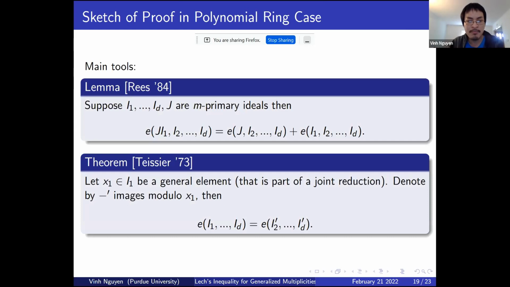So the first is a lemma by Rees, which says that if we have many ideals and an extra ideal J, then if we multiply the first ideal by J, we can break apart that multiplicity as these two other multiplicities. So it's sort of like a log function in terms of the ideal. When we multiply the ideals, it breaks apart as a sum of the multiplicities. And then the next tool that we use is a theorem by Teissier. If we go modulo a general element, then it doesn't change the multiplicity.